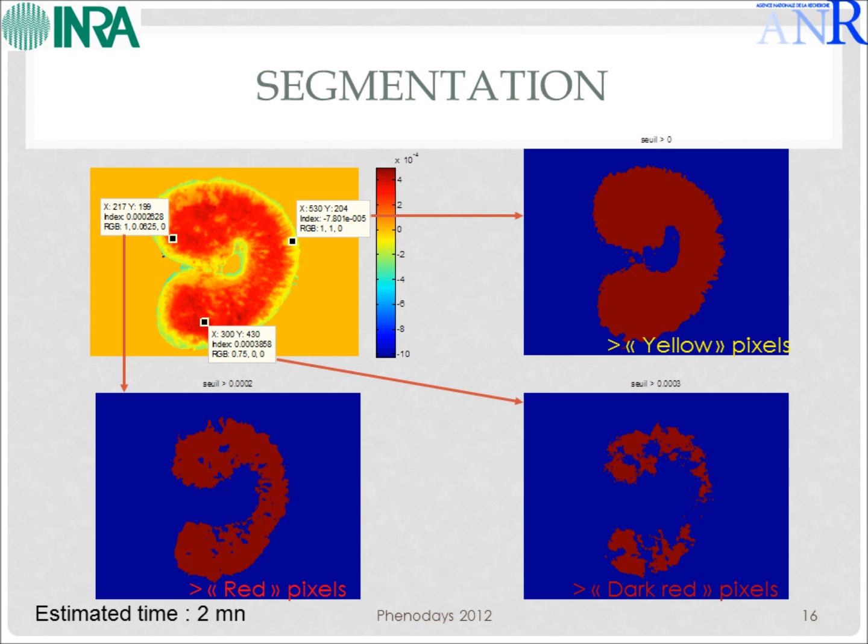And once you have the score image, it is easy to segment this image and to evaluate the number of pixels with a value, with a color. This color is the result of the PCA analysis, and this is an intensity value. And for example, if I segment at 0, I have all the pixels with the yellow-orange color to the dark red pixel.